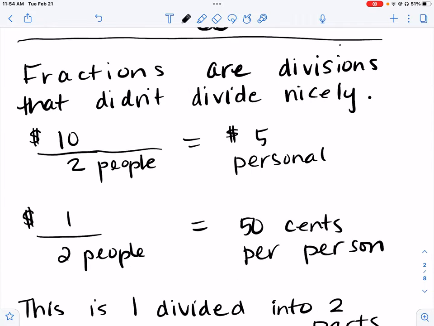Fractions are divisions that didn't divide nicely, okay? That should say $5 per person. So, what do I mean by divide nicely? It's not a whole number. If you have $10, split it among 2 people, each person gets $5. Okay, split means divide equally.